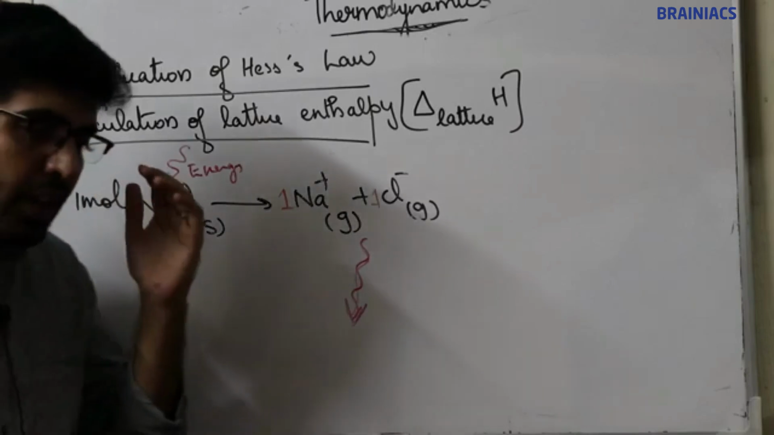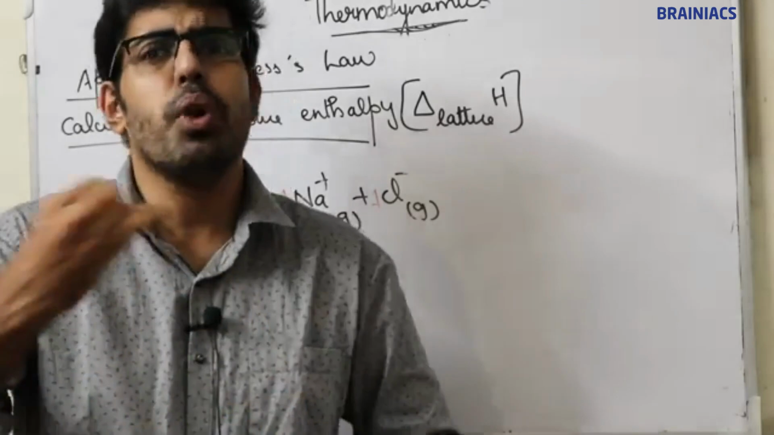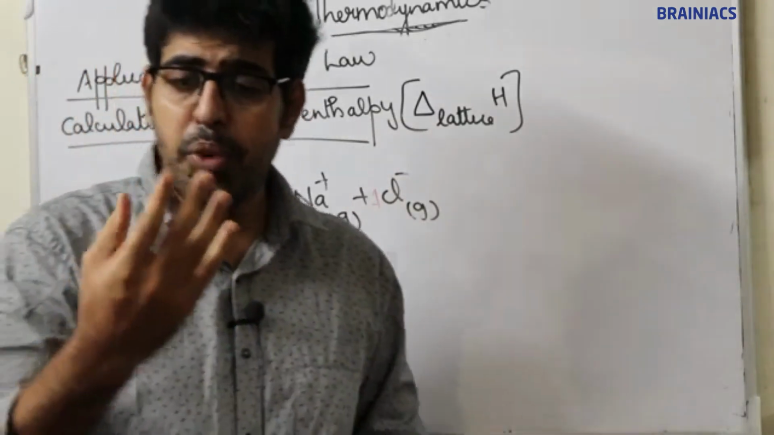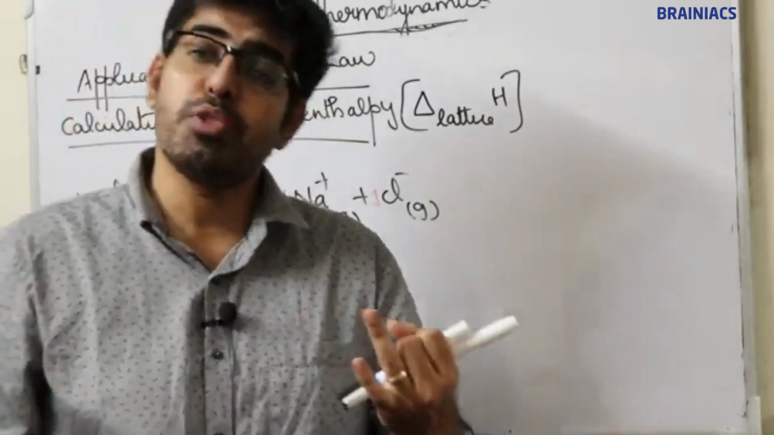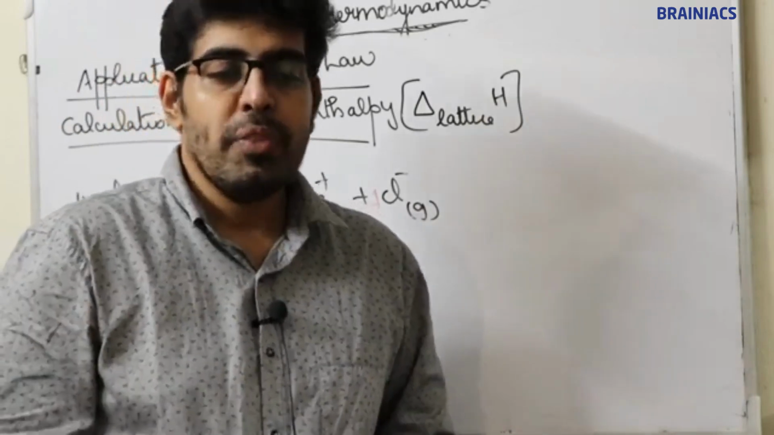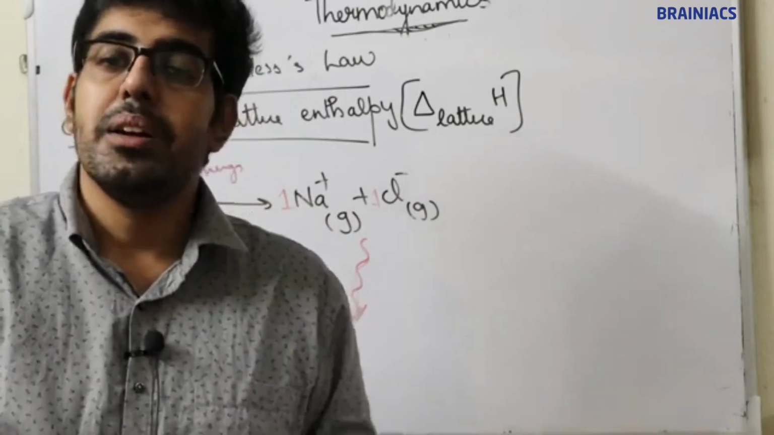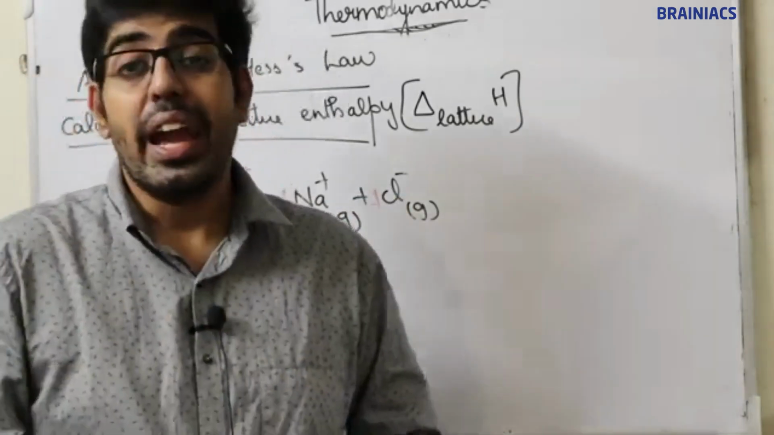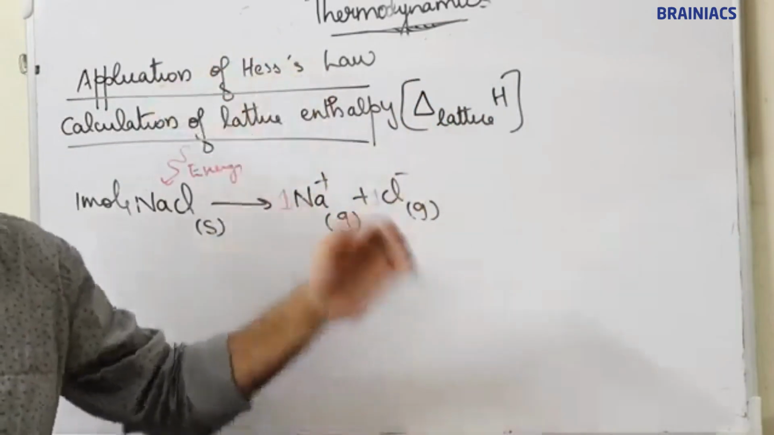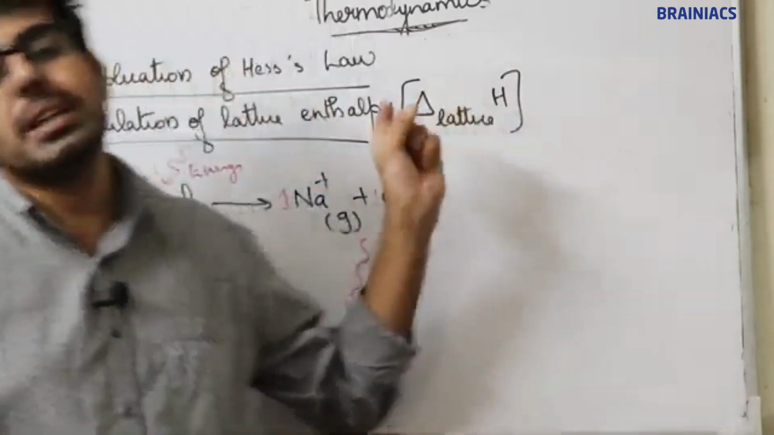Now we have discussed nearly 7 or 8 types of enthalpy, like enthalpy of formation, enthalpy of combustion, enthalpy of atomization, enthalpy of fusion, enthalpy of vaporization, enthalpy of sublimation, enthalpy of solution, enthalpy of hydration, bond enthalpy, etc. We can calculate the values of all these enthalpies for a reaction experimentally, except lattice enthalpy.